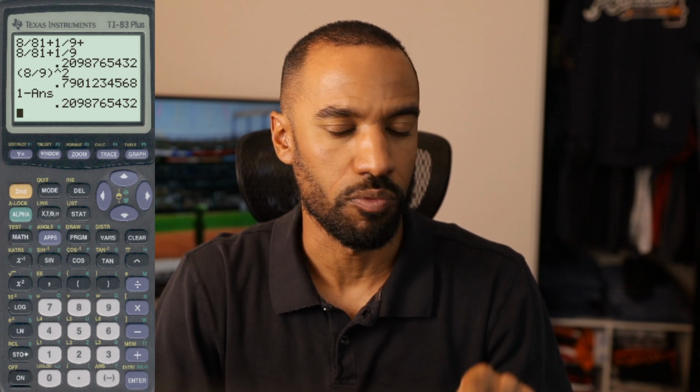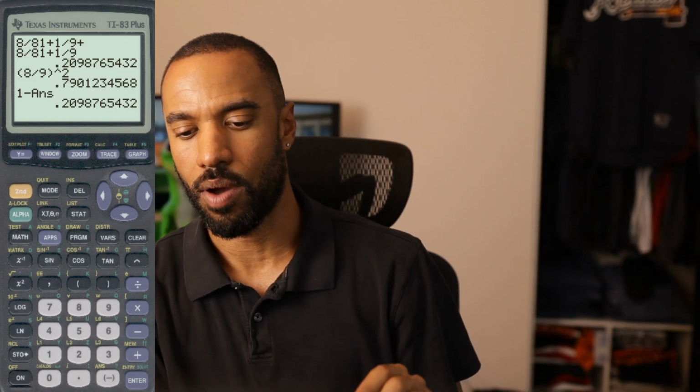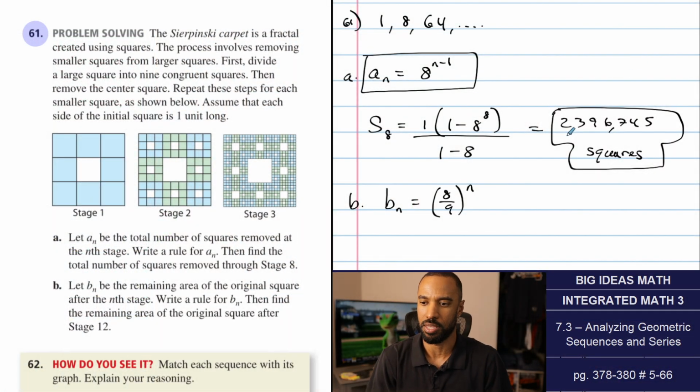8/9 squared is what I get if I substitute 2 for stage 2 here, and this is how much area remains. And 1 minus what I remove is what remains. 1 minus what remains is what's removed. So those do match up. Okay, so I trust what I put is correct for B sub n.